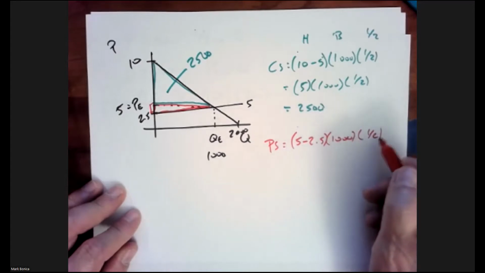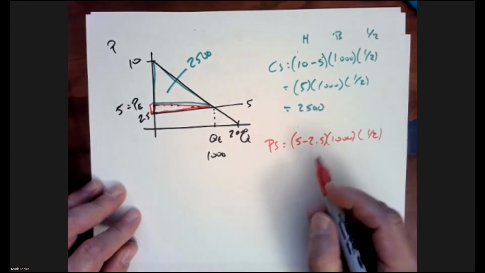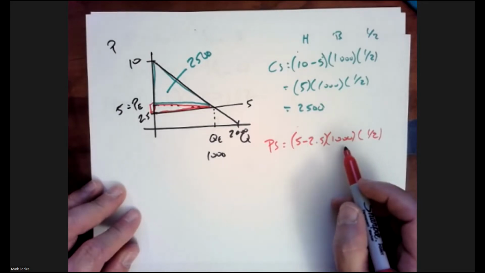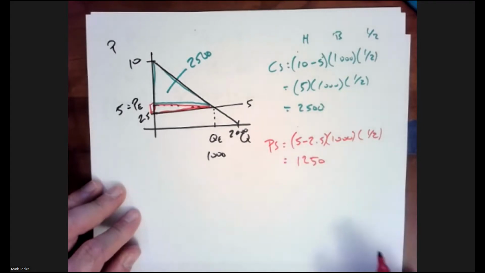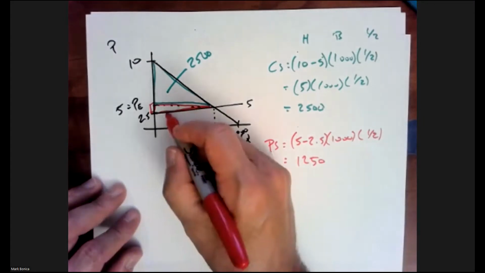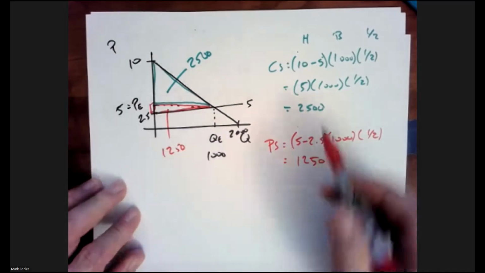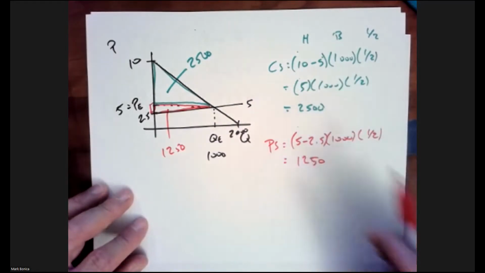times 1/2. So 5 minus 2.5 is 2.5. 2.5 times 1,000 is 2,500. Half of 2,500 is 1,250. Okay, so that's the area here, 1,250. So that's the consumer surplus and the producer surplus.